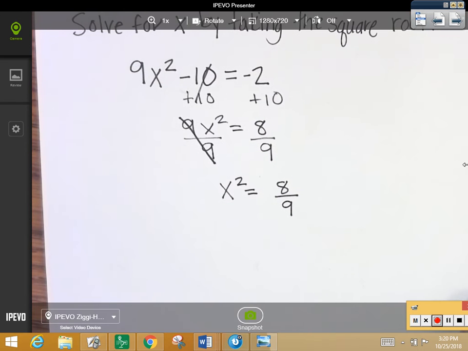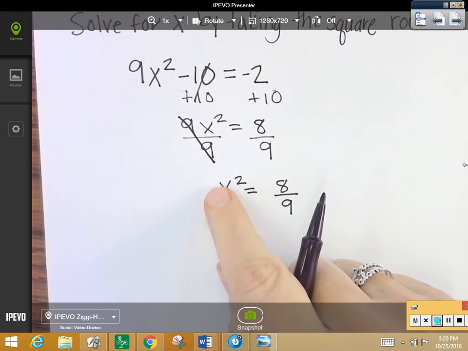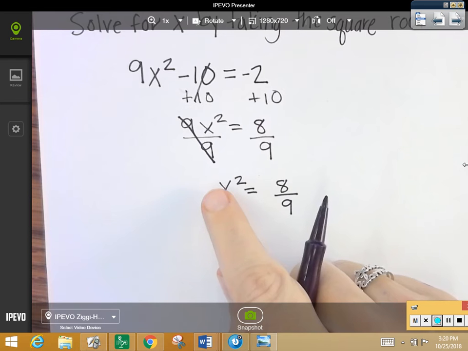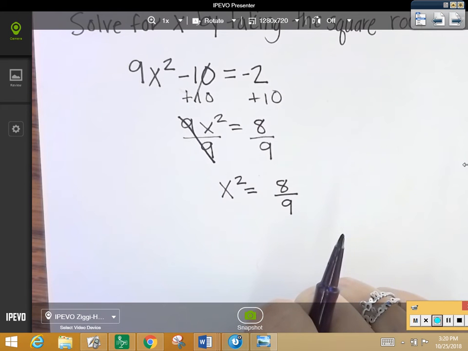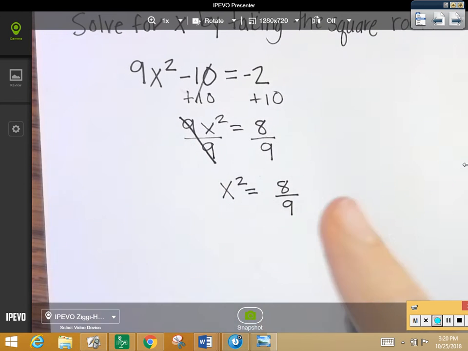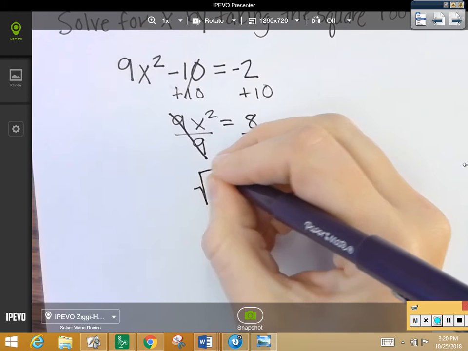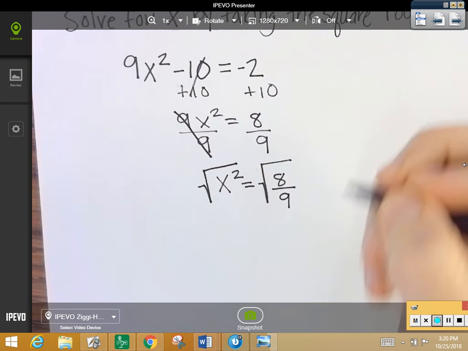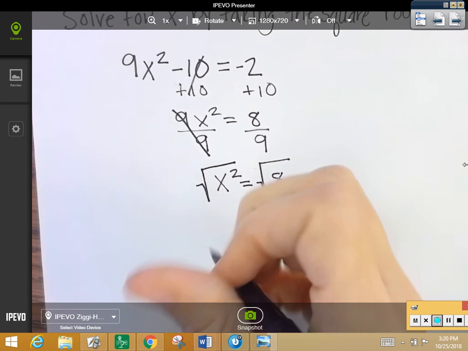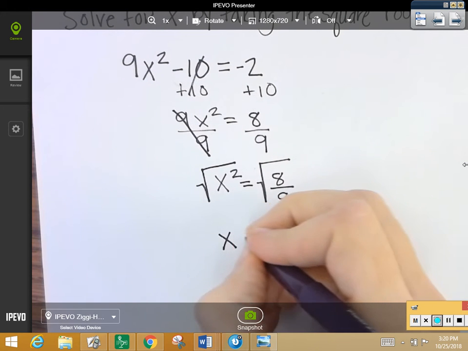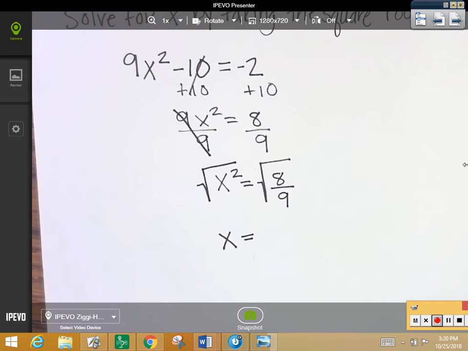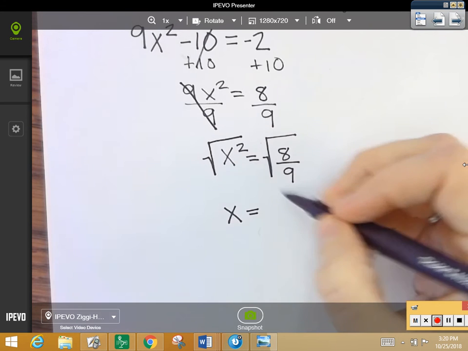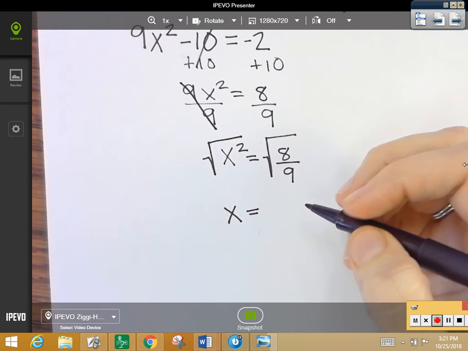Alright, now I need to get x by itself by getting rid of the squared. The opposite of squaring something is taking the square root. So I'm going to take the square root on the left-hand side of the equal sign. If I do it on one side, I have to do it on the other. The square and the square root cancel each other out, and that leaves me with x equals the square root of 8/9. This is certainly not a perfect square, and I don't want to get a decimal.